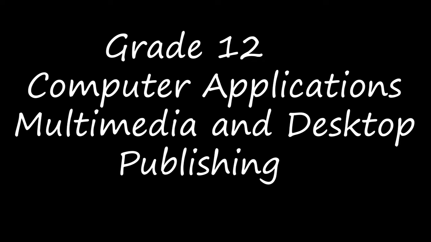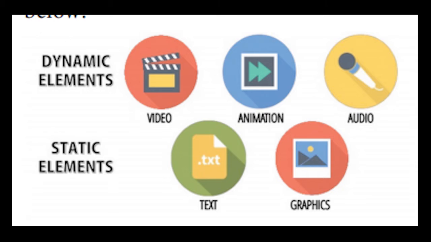First chapter is multimedia and desktop publishing. We saw what is multimedia. From the word itself, we know it is multiple forms of media. And we saw about the components of multimedia. What are the components? It has dynamic elements and static elements. Dynamic elements means video, animation, audio. Static elements means text and graphics. Text and graphics won't change, so they are static elements. Video, animation, audio will be moving or changing, so they are dynamic elements.